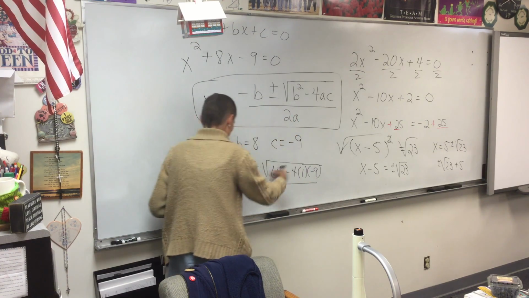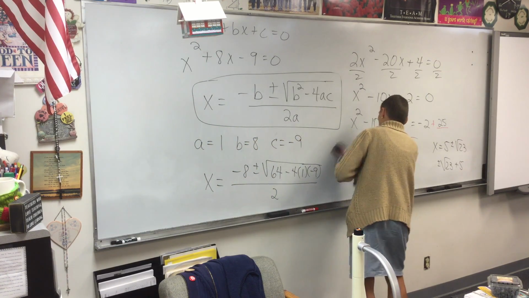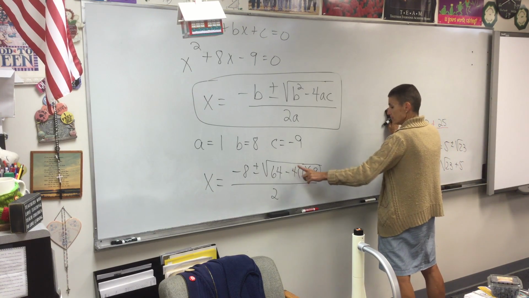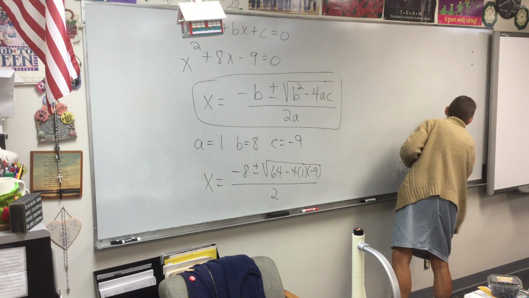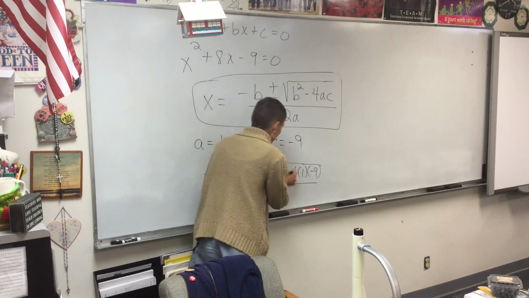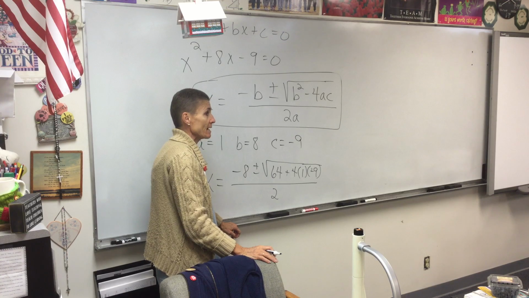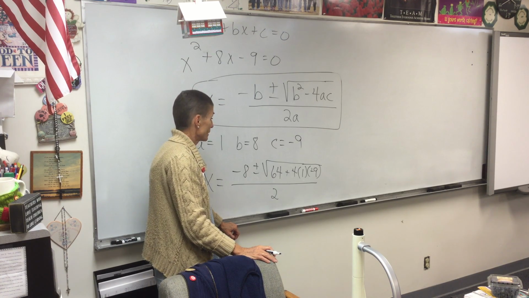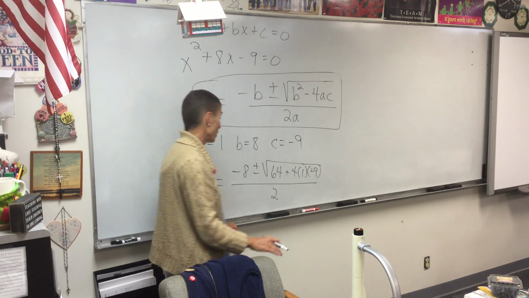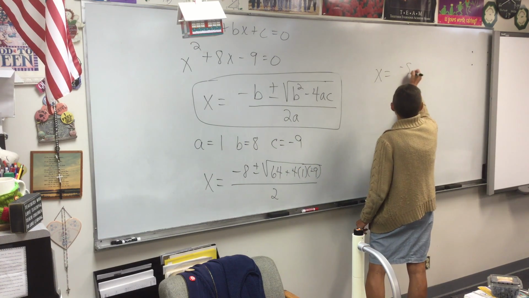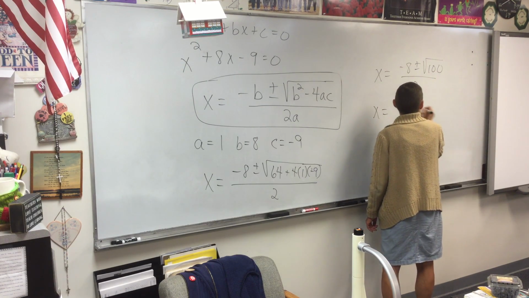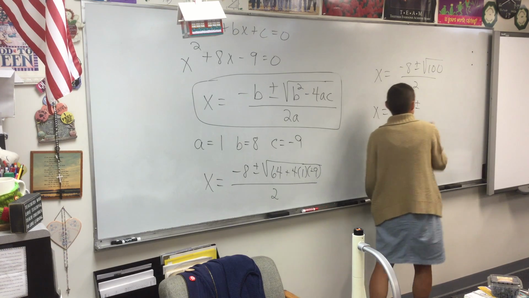Now I need to work on underneath there. So what do I get when I multiply negative 4 times 1 times negative 9? 36. I get a positive 36 that has to be added to my 64. These negatives cancel, kids. So that's going to become an addition problem. 64 plus 36. Oh, life does not get any better than that. Why am I so excited to have 100 under there? It's a perfect square. The square root of 100 is 10.